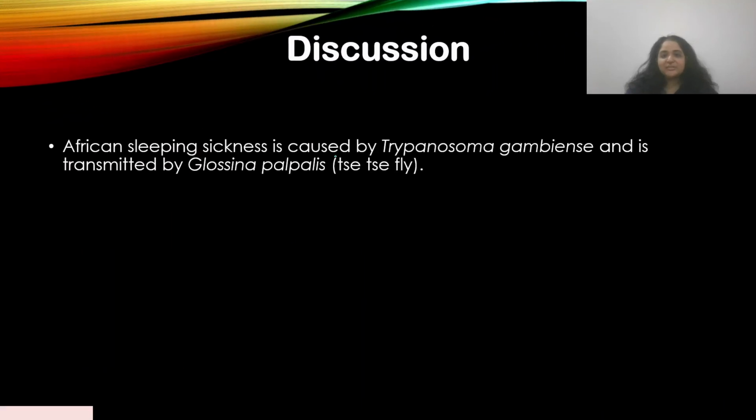African sleeping sickness is caused by Trypanosoma gambiense and is transmitted by Glossina palpalis, which is also known as tsetse fly. There are different types of African sleeping sickness: West Africa sleeping sickness, Central and East Africa. So remember that. And there is sleeping sickness in Central and South America also. So you do remember which one is what. Clear, let's move on.